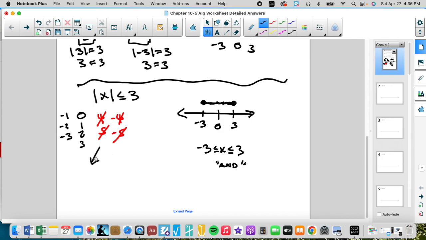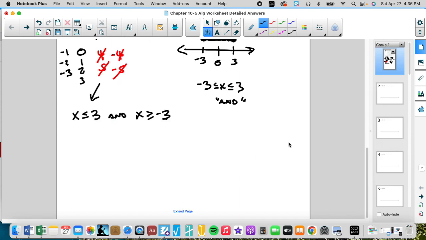So the real way to do this, if you start with this inequality, you write x is less than or equal to 3 and x is greater than or equal to negative 3. We flip the inequality sign and we make the number negative. And so this is that statement. It's kind of cool. So that's when you have a less than sign.